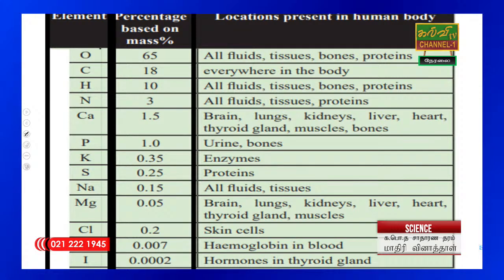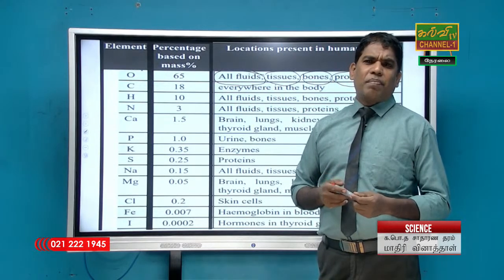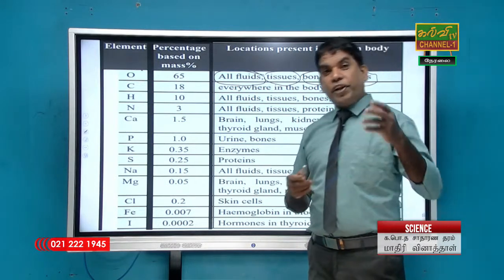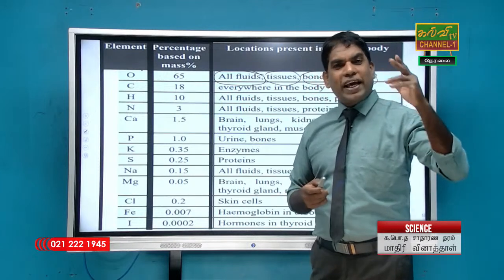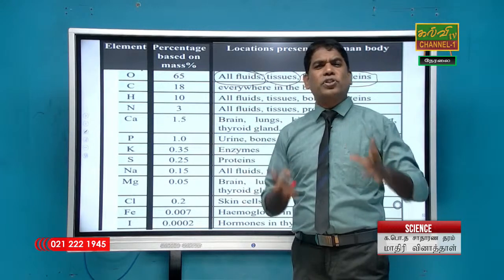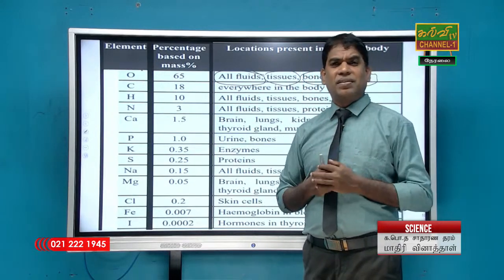You don't need to remember the values, but you should know them in general. All fluids, here first one: oxygen, tissues, bones, proteins. It is not necessary to remember this. Why? All kinds of fluids contain water, and water is H2O, hydrogen and oxygen. Therefore, all kinds of fluids contain oxygen.